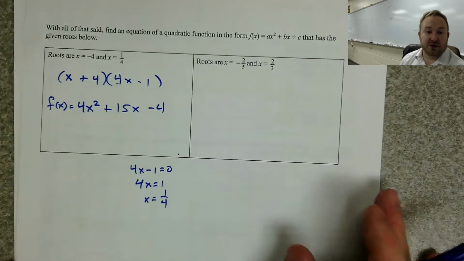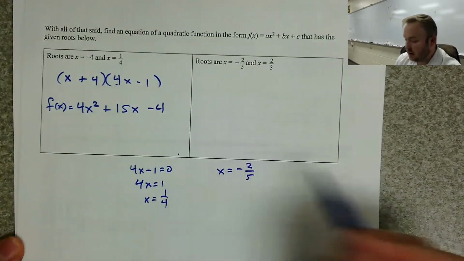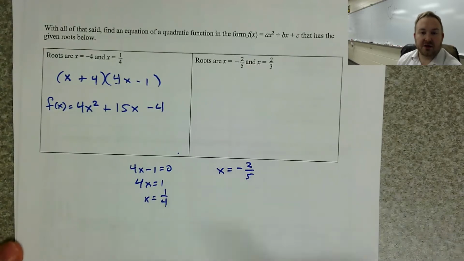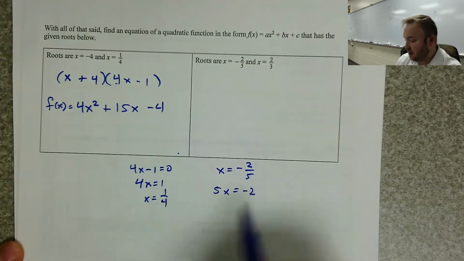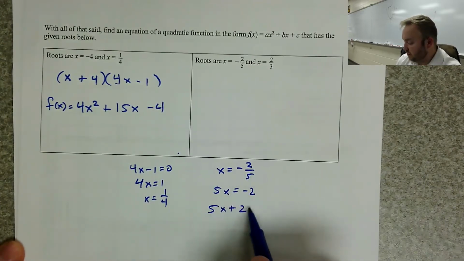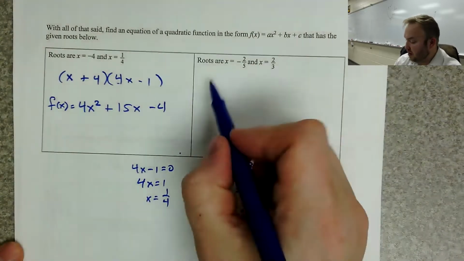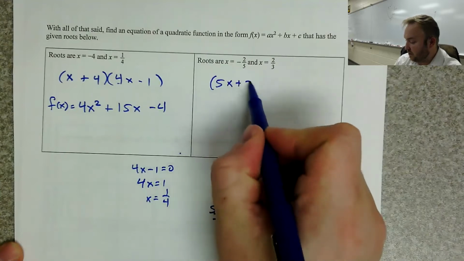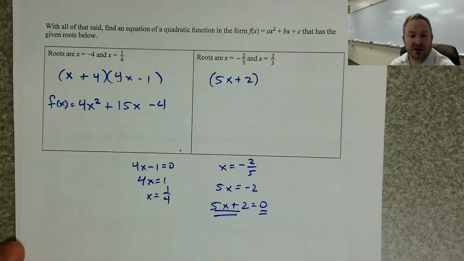If your root is x equals -2/5, if you need some help with this, just think of it this way. Take x equals -2/5, multiply both sides by 5. 5x equals -2. Add 2 to both sides. See, and now I've got 0 on one side. That 5x plus 2 is my factor. Because if you set 5x plus 2 equal to 0, you get x equals -2/5.